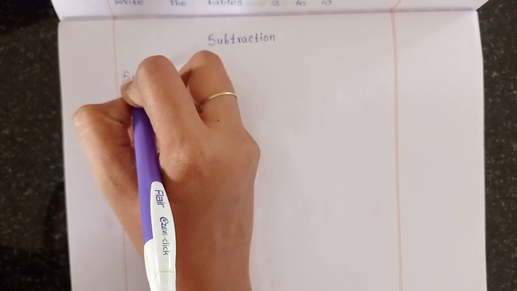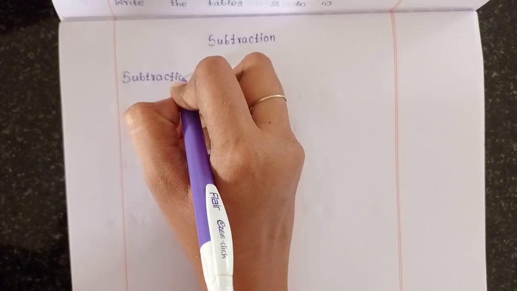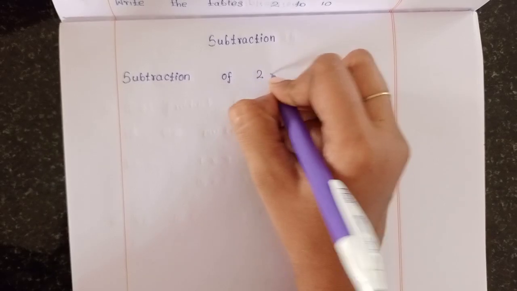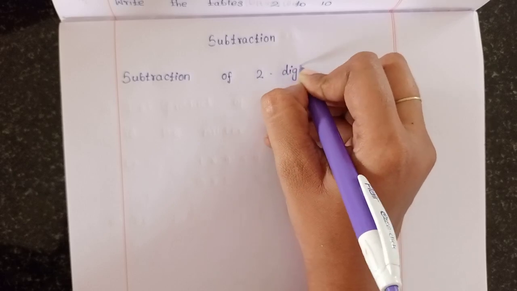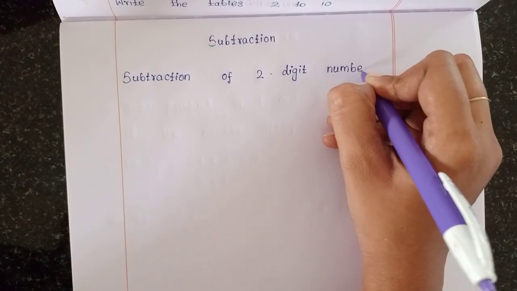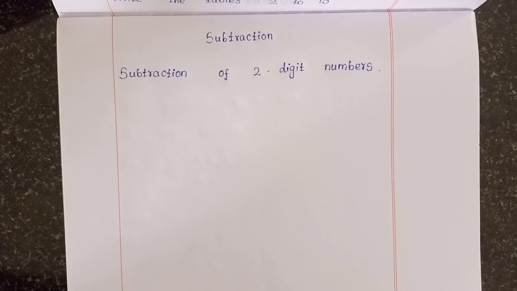Subtraction of 2 digit numbers. Subtraction of 2 digit numbers.